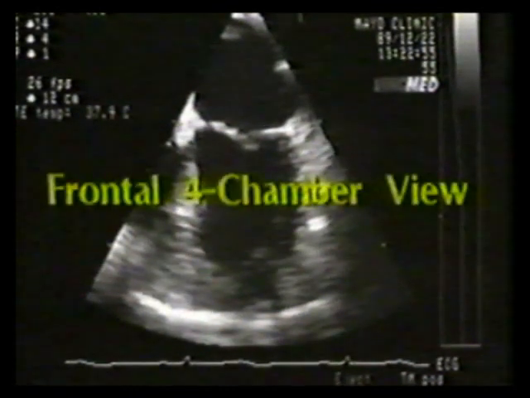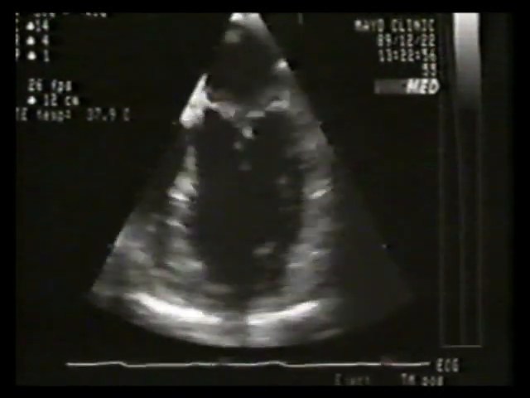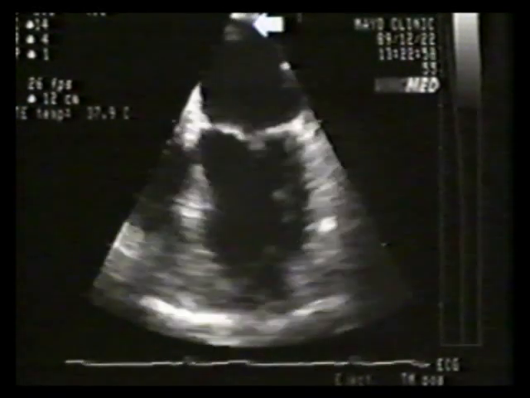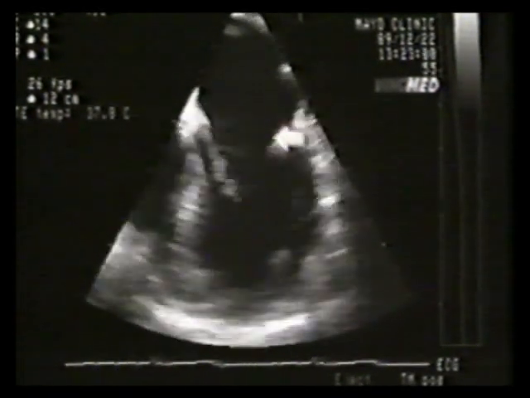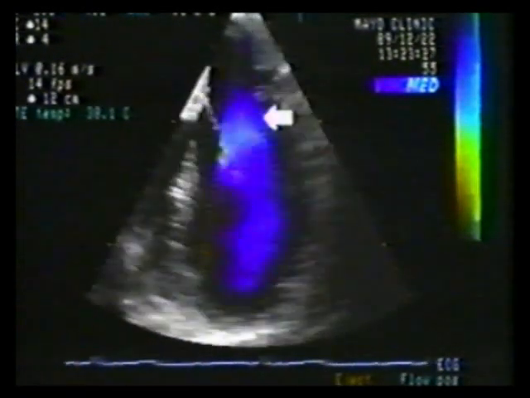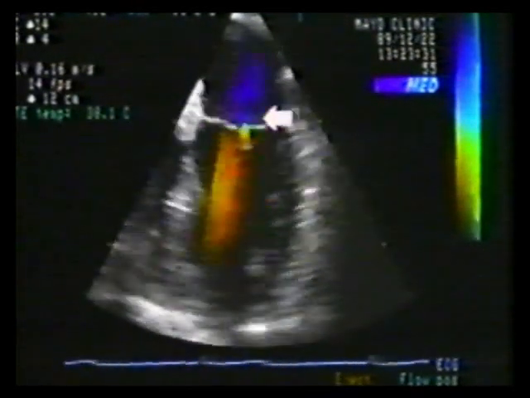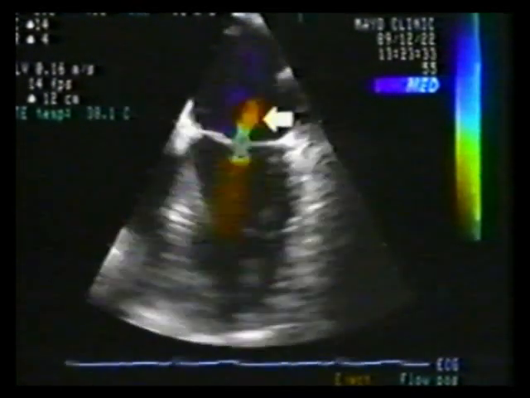This is a transesophageal echo in the frontal four-chamber plane of view. The transducer is immediately adjacent to the left atrial cavity. The mitral valve orifice is best imaged in this plane of section. The left ventricle is visualized beneath the mitral valve leaflets. In a high percentage of normal patients, there is trivial mitral valve regurgitation as illustrated on this color flow image.